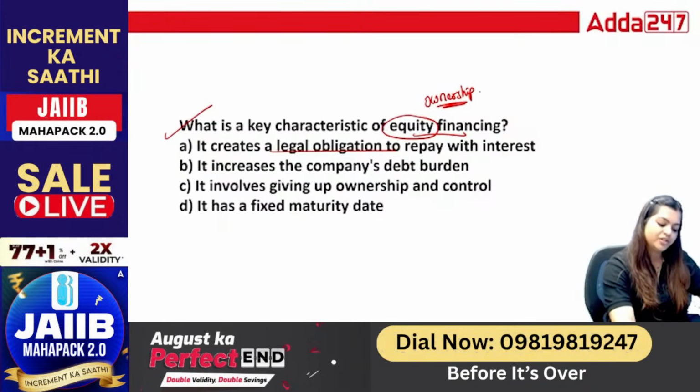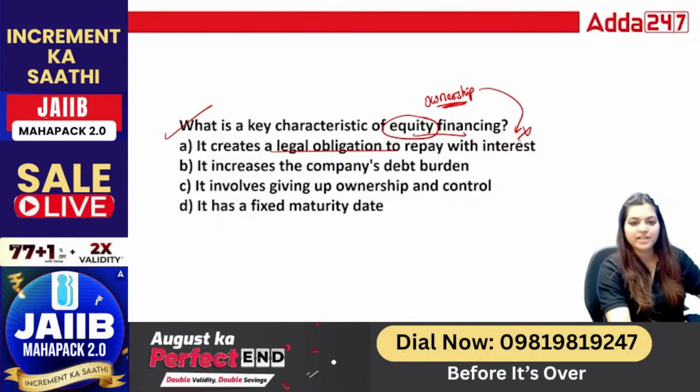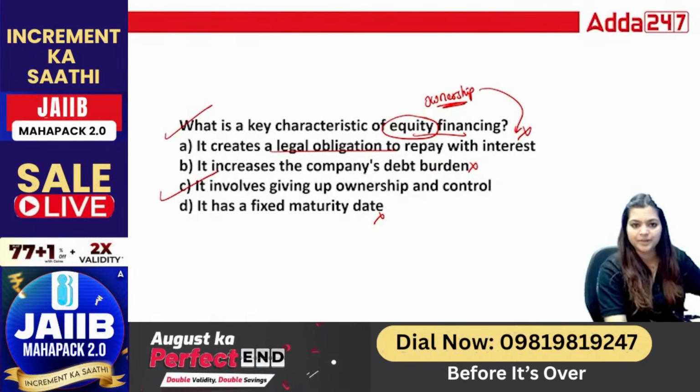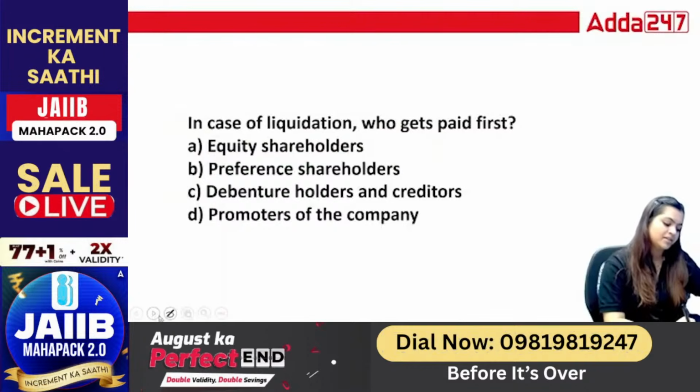Okay? So when you are sharing ownership, you will never receive any interest. This will never create a burden as equity, as a debt, as a loan. Yes, it has no fixed maturity date. The correct answer is it gives ownership and control in that company. So the correct answer is option C.